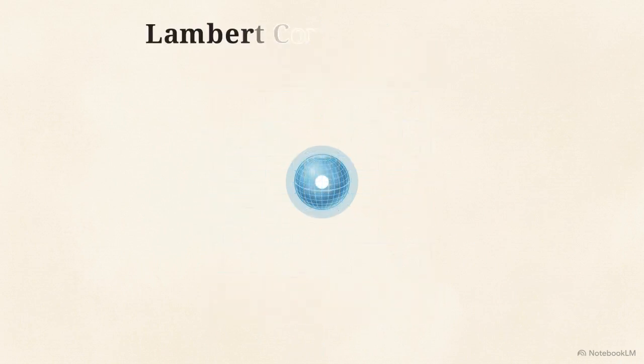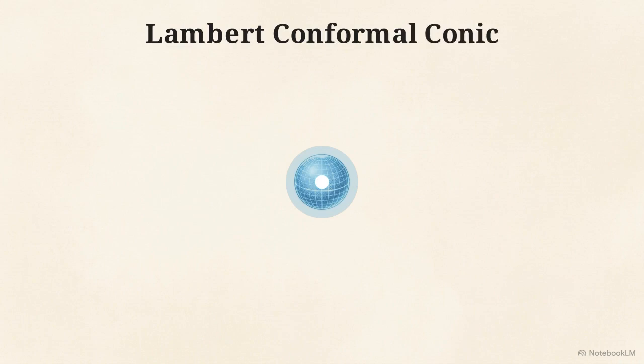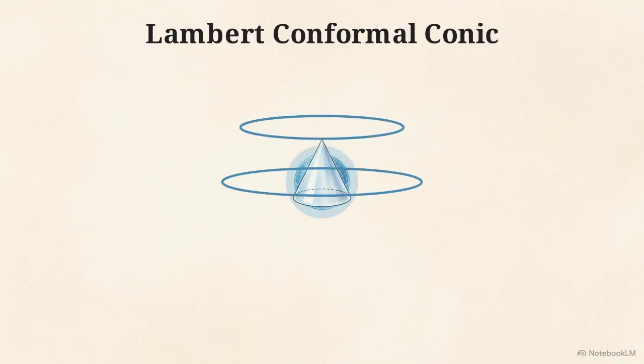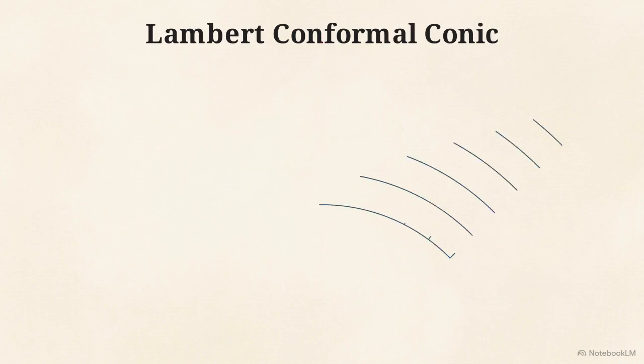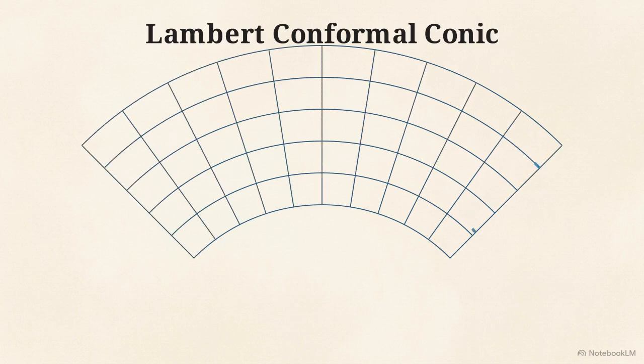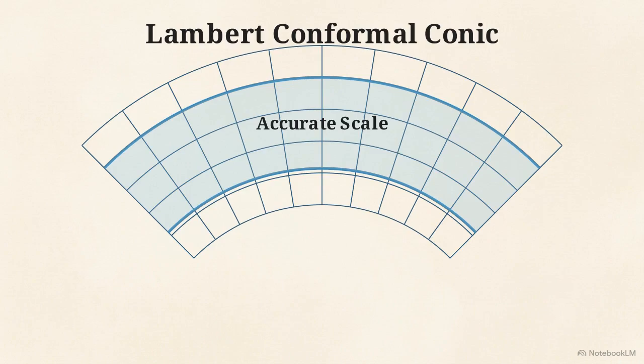To minimize this stretching, modern aviation relies heavily on the Lambert conformal conic projection. Instead of a cylinder, a translucent cone intersects the globe at 2 specific parallels of latitude. By mathematically slicing this cone and unrolling it, cartographers create a flat chart where the scale remains highly accurate, particularly between those 2 standard parallels.